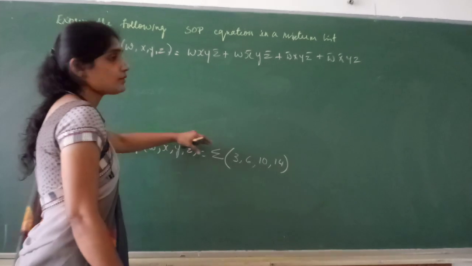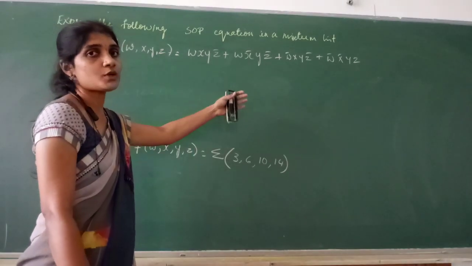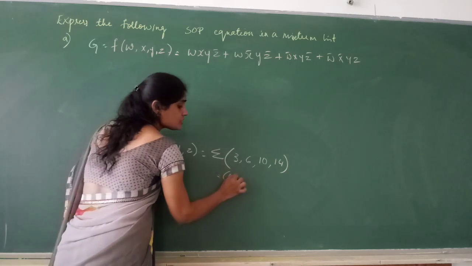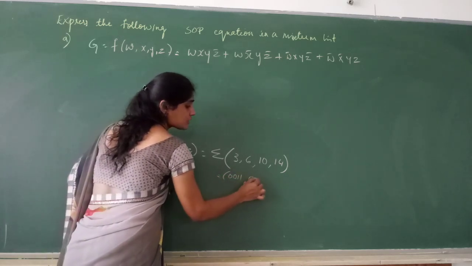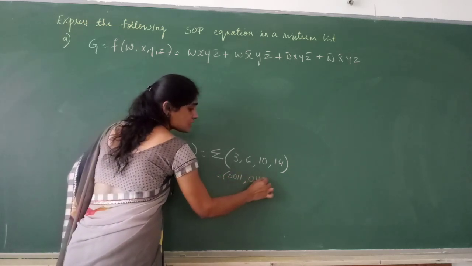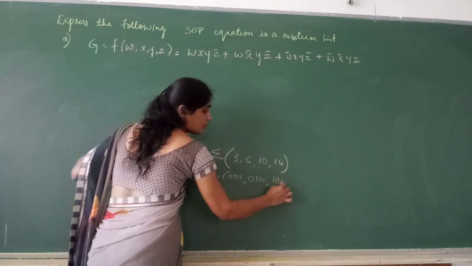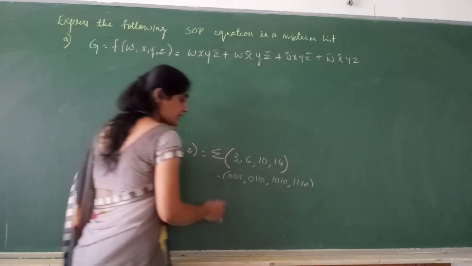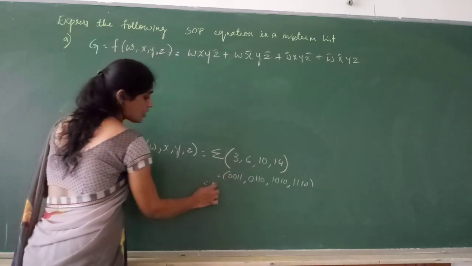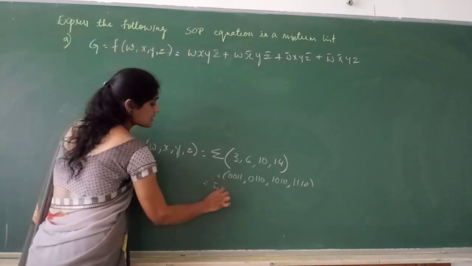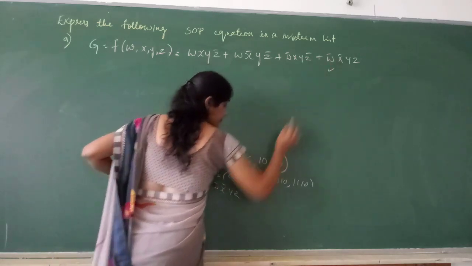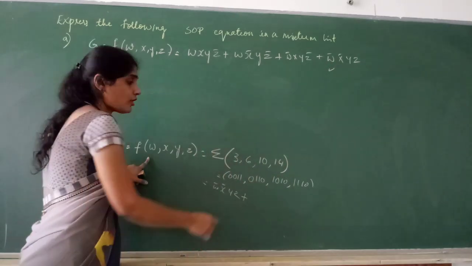It is exactly the opposite of the procedure we followed to write the mean terms. 3 is what? 0, 0, 1, 1. 6 is what? 0, 1, 1, 0. 10 is what? 1, 0, 1, 0. 14 is what? 1, 1, 1, 0. Correct? So 0, 0, 1, 1 is w bar x bar y z. That is this term. Plus, SOP form.